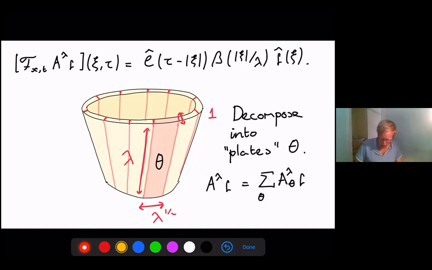So these plates I'm denoting by theta here, and we're going to take our operator and write it as a sum of operators A lambda theta. So each of these A lambda theta is just localized to have support on one of these theta Plancks. So this is just performing a partition of unity in this frequency space. Are there any questions about this?